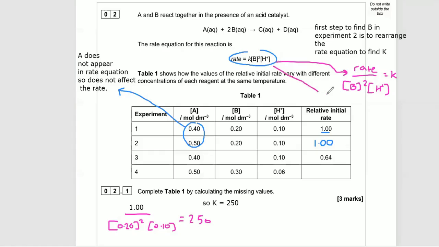Now, we've found k, but we still can't fill it out. We can now rearrange the equation a second time to make B the subject. And from that, we can use our 250 for k and our 0.64, 0.1, and 0.4, all the other data we have, to work out what B is.